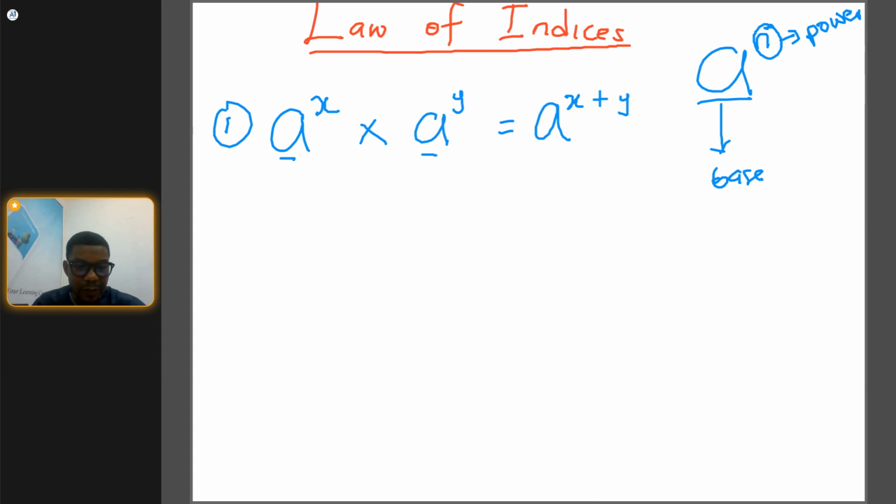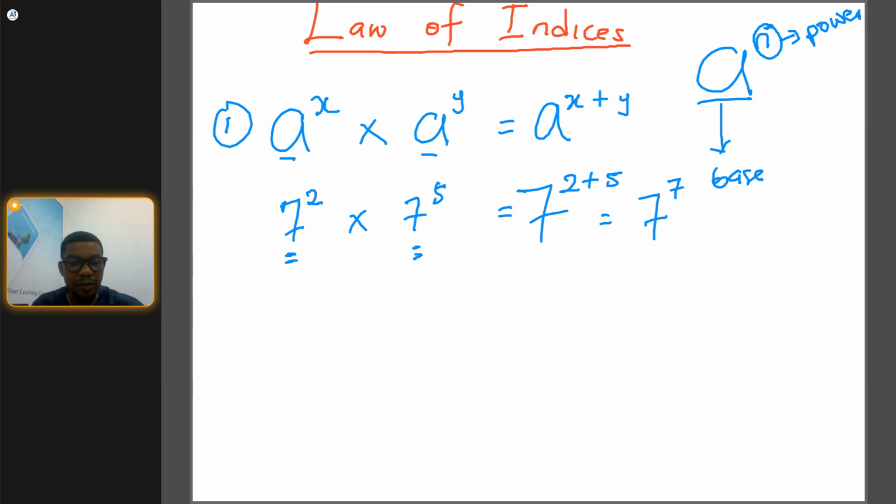All right, let's take a simplification. Let's say I have 7 raised to power 2 multiplied by 7 raised to power 5. The base here is what? 7. And we have multiplication that joins both of them. So we pick just one of the bases, 7, and because it is multiplication, it will change to addition of the powers. So we'll have 2 plus 5, and that will be 7 raised to power 7.